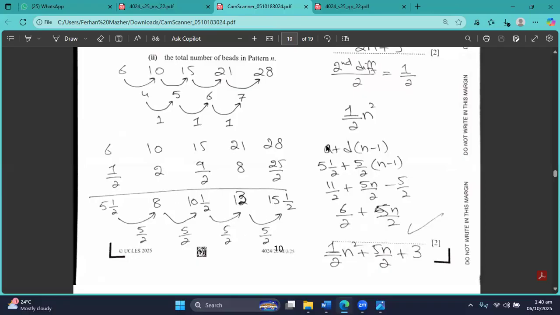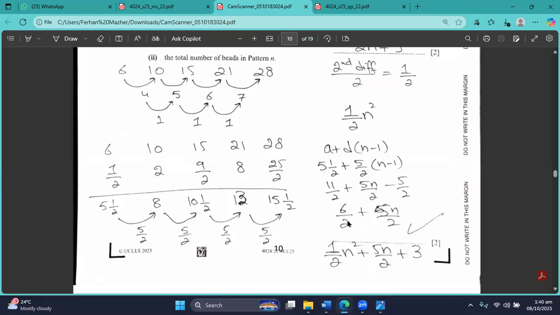The formula for the nth term of an arithmetic sequence is a plus d bracket n minus 1. The first term here is 5 whole 1 by 2. The common difference here is 5 by 2. So just put those values here. So this will be 11 by 2 plus 5n by 2 minus 5 by 2. So it will be 6 by 2 plus 5n by 2.